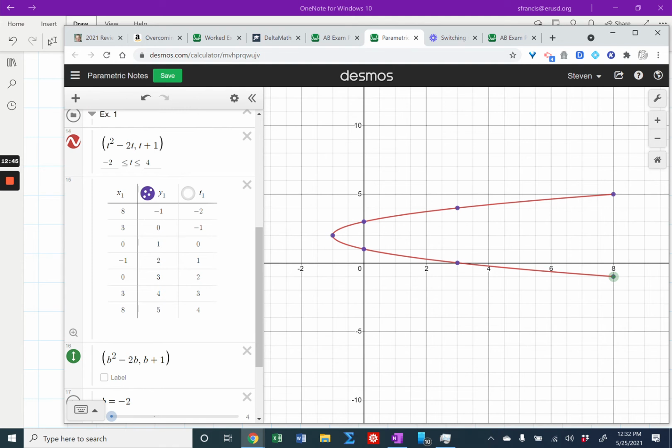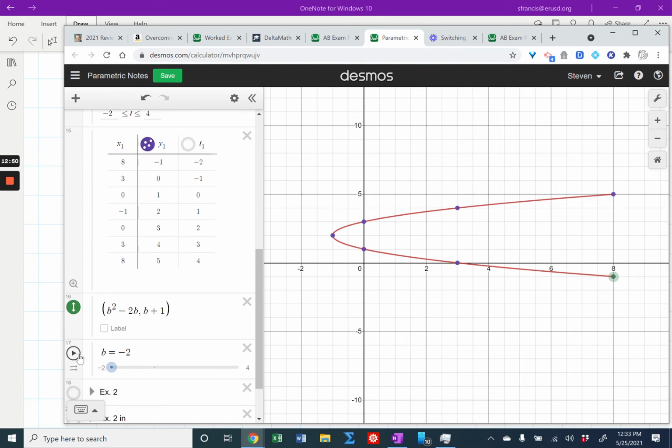Now I want you to watch as the green point travels along the curve. Notice the direction in which it's traveling. The direction in which it travels as the parameter increases is called the orientation. Okay, and I don't have the ability to draw on the graph here freehand, but if I did, I would add some arrows indicating the direction at which the curve is traced out for increasing values of the parameter.